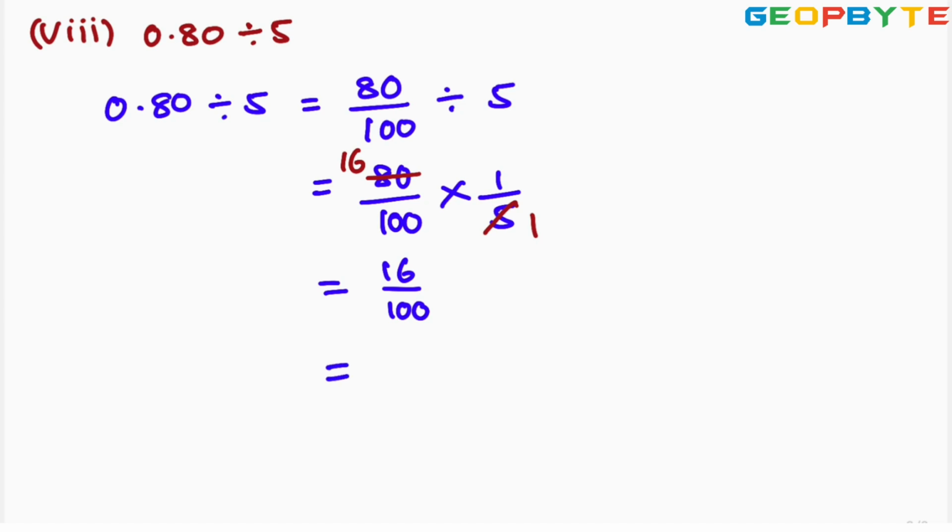which is equals to, on dividing a decimal by 100, the decimal point is shifted to the left by 2 places. Then we'll be getting 0.16. So the result of 0.80 divided by 5 is 0.16.